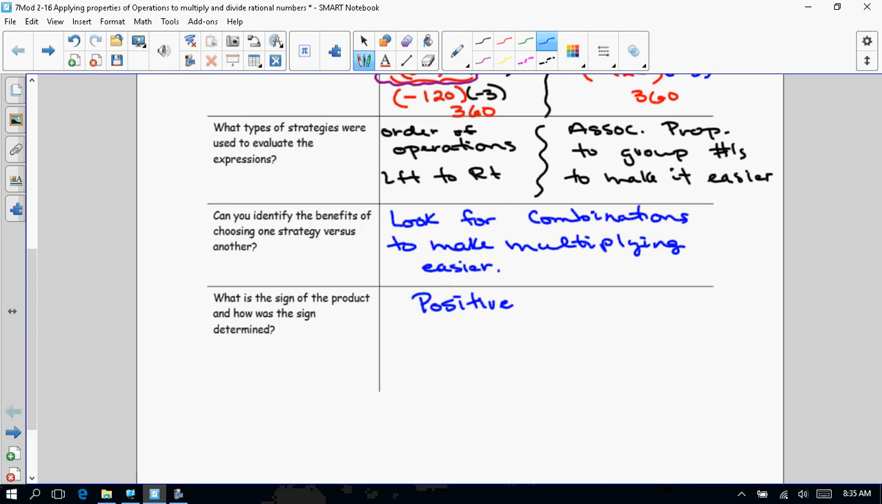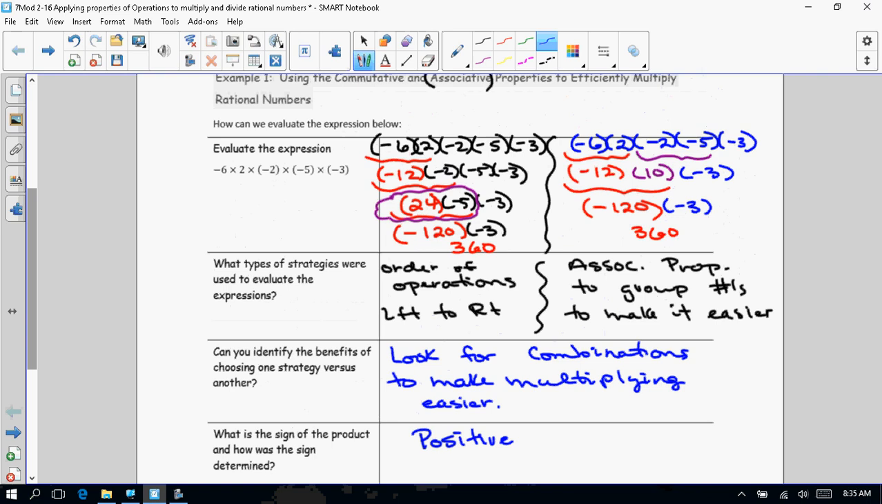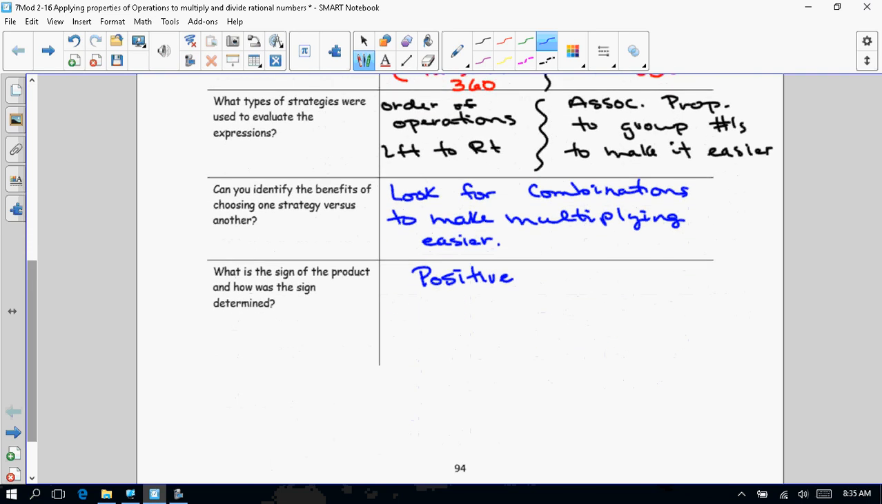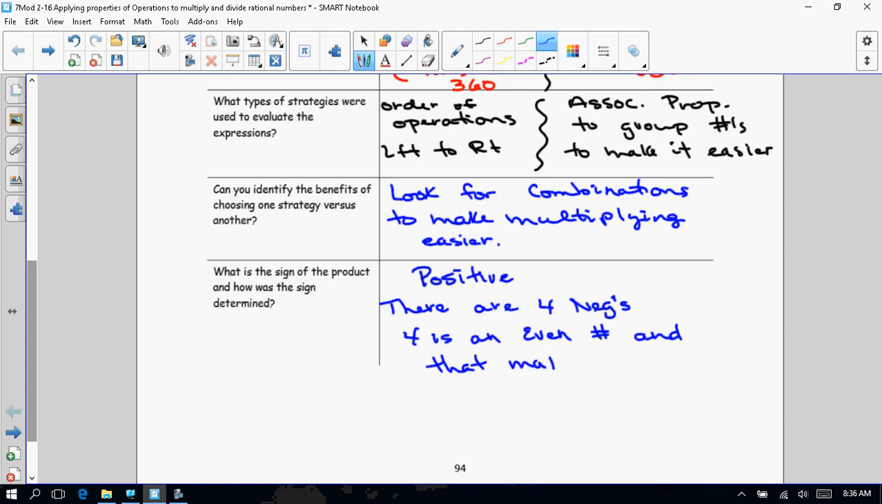Now remember, I showed you in class a few days ago a shortcut, and all we had to do is count 1 negative, 2 negatives, 3 negatives, 4 negatives. There are 4 negatives in the original, and 4 is an even number. And that makes it positive.